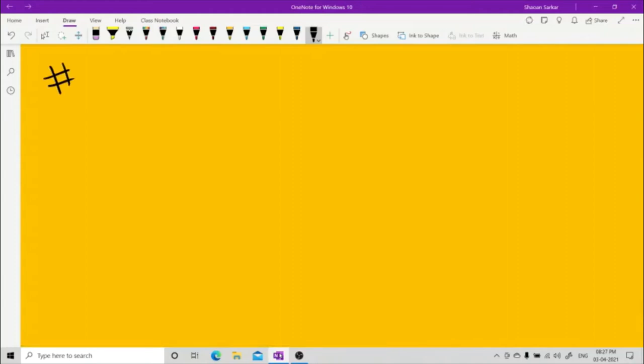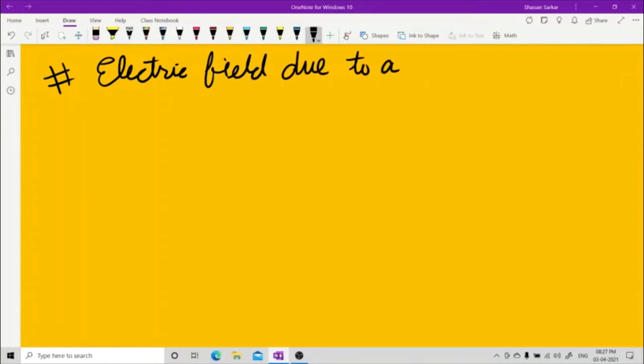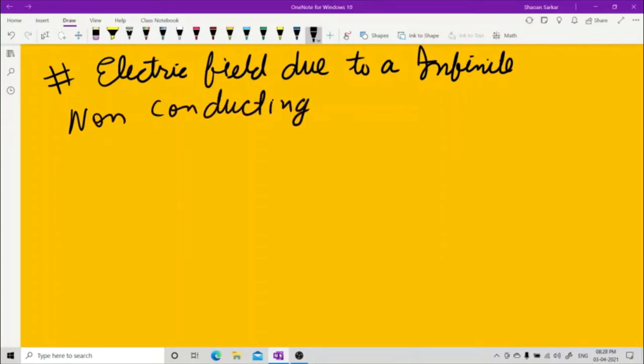Electric field due to an infinite non-conducting cylinder.